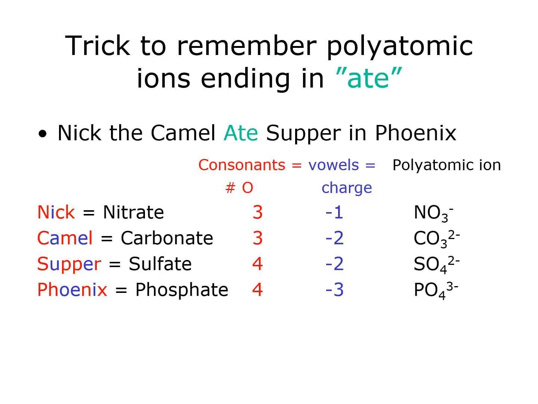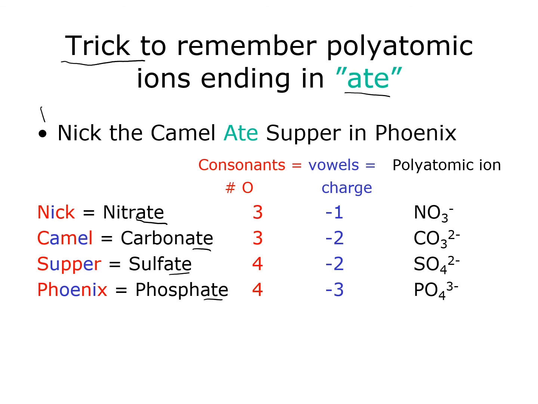Now I have a trick to help you remember the polyatomic ions that end in -ate. Those were the last 4 out of the 6 to remember. They all end in -ate in their name: nitrate, carbonate, sulfate, phosphate. And then you need to know the polyatomic ion symbol. These are ones that students sometimes make mistakes on, remembering the charge and how many oxygens are in that polyatomic ion. So this sentence is very helpful to help you remember.